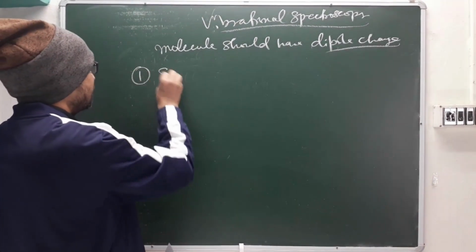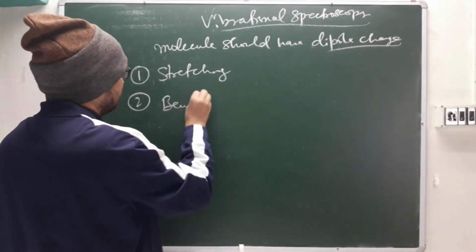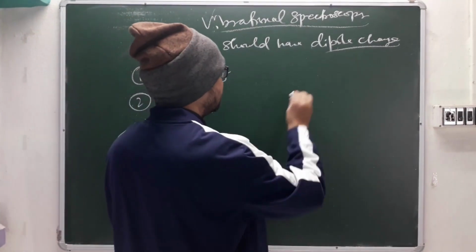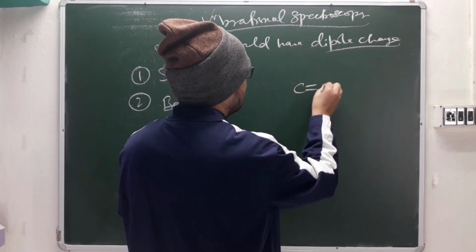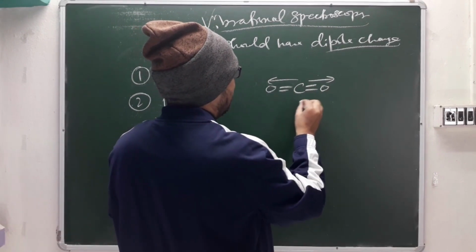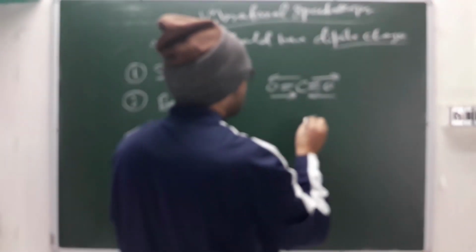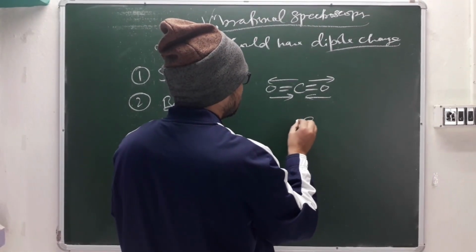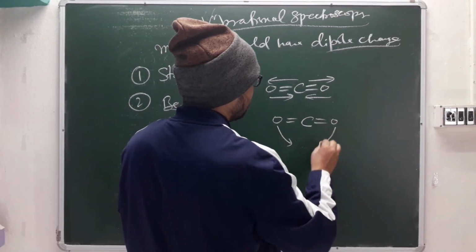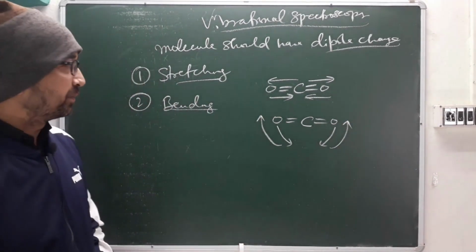One is stretching vibration, and another one is bending vibration. Okay, stretching vibration means suppose this is the bond, and suppose this is carbon dioxide, this is stretching, and again it is coming back. These are the stretching vibrations. And what about the bending vibration? Suppose it is coming down, again it is coming down, next time again it is coming up. Okay, this is your bending vibration, correct?